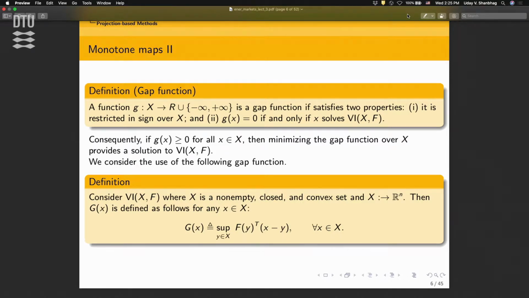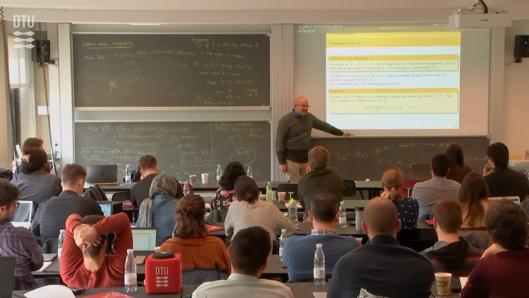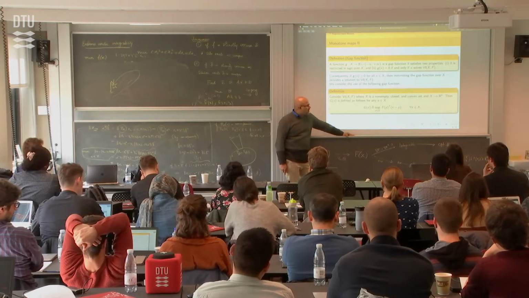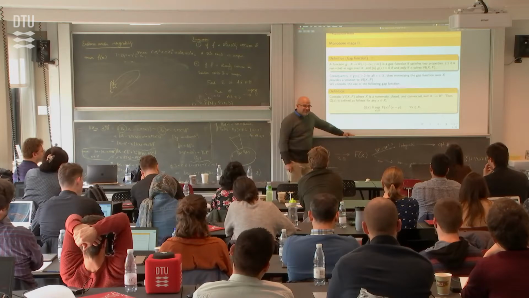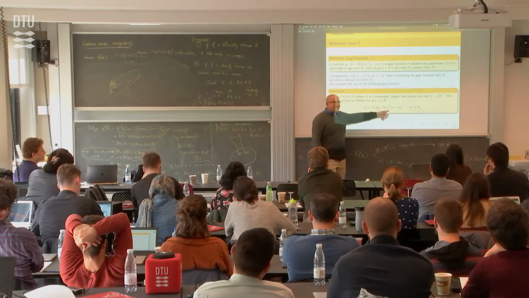Okay. Now, here is one gap function. Wherever you see supremum, just say maximization. So it's the maximum over y in X of F(y) transpose (x minus y). If you give me an x, I just need to solve this problem. How difficult is this problem? Can someone tell me how difficult this problem is? It's nonlinear. That's what I mean. It's not an easy problem, right? In general, to evaluate it is not easy.